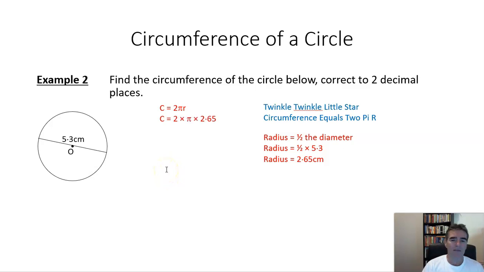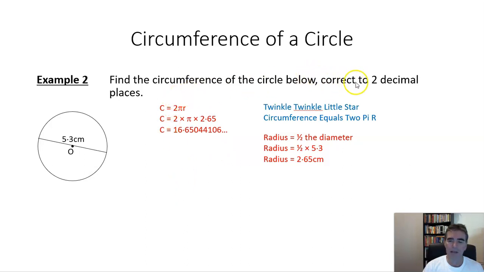And let's substitute that in. 2 times pi times 2.65. Remembering I like to put in our times signs in there. Makes it easier when we're substituting in or putting our numbers into the calculator. And we ended up getting this very long decimal here, 16.65, etc.